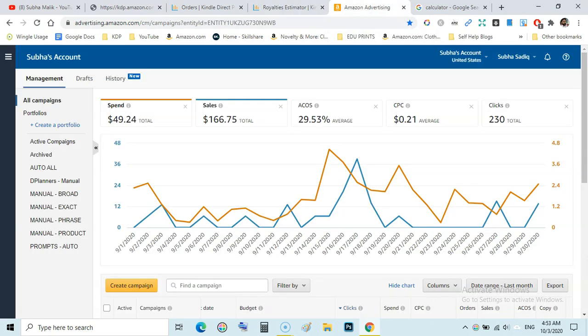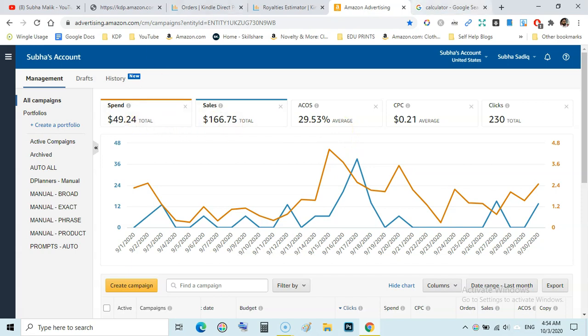I mostly advertised on Amazon.com, and my spend was $49.24, and sales were $166.75. The A cost was a bit high. Usually my A cost remains at 26, 25 or 27, and in this month I tested new ad sets. That's why my A cost went a bit high.